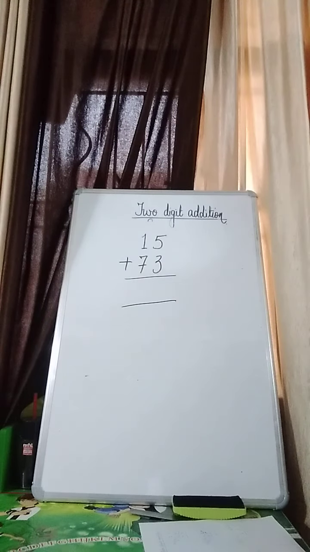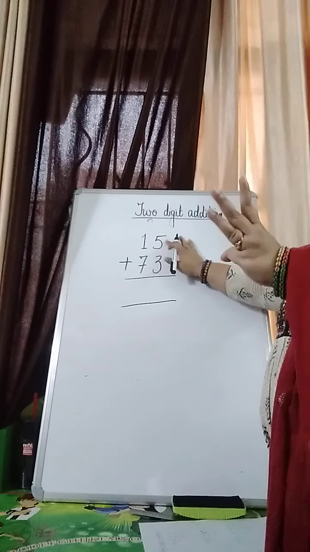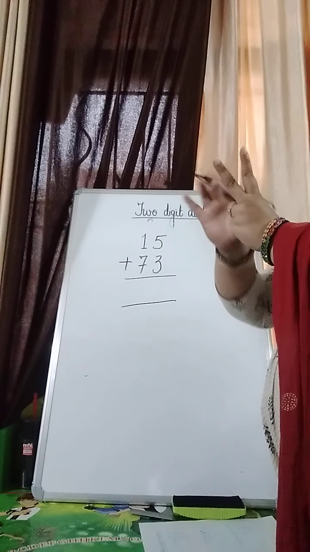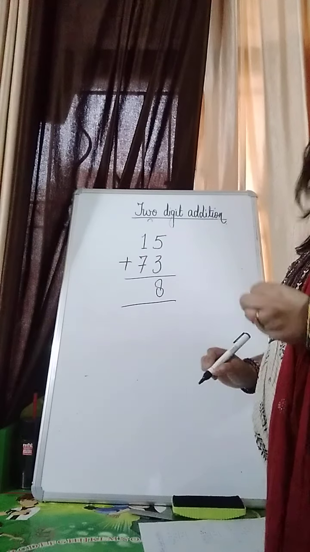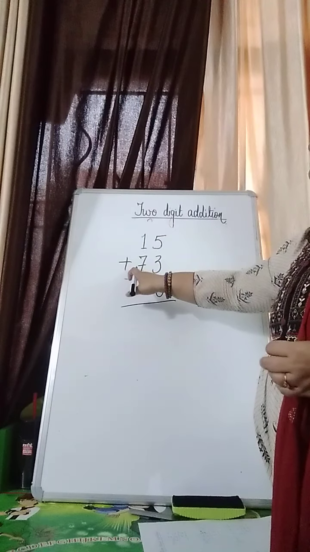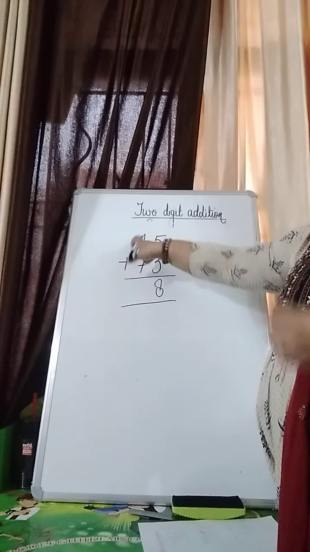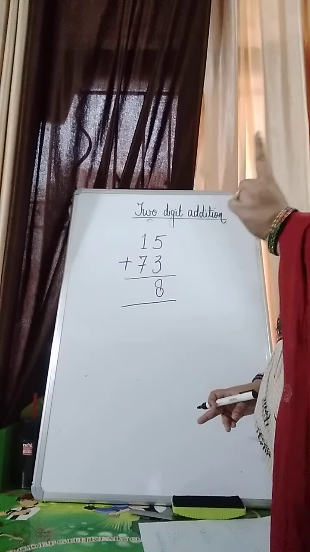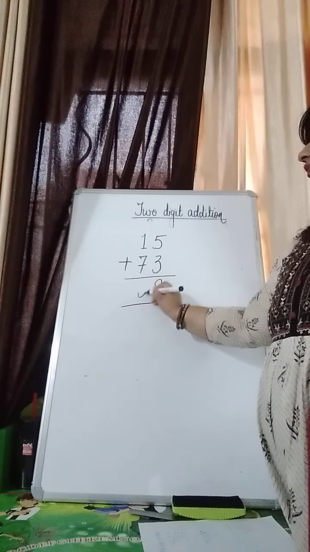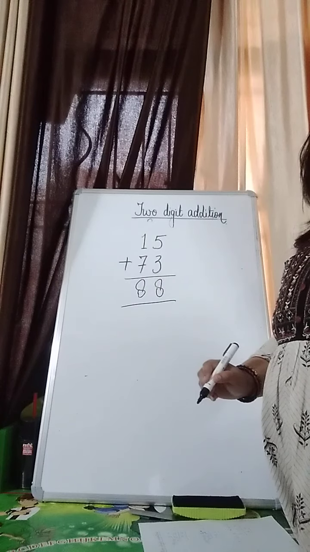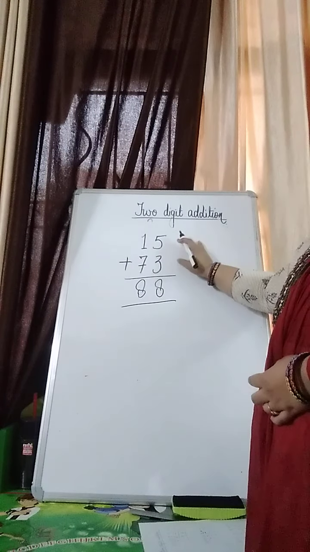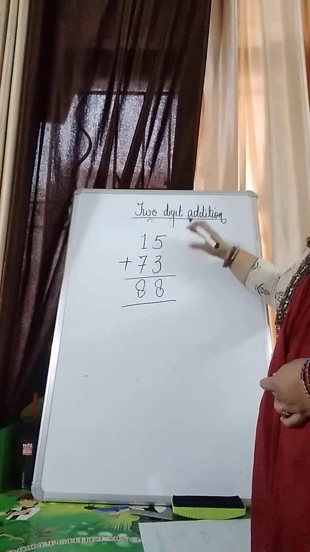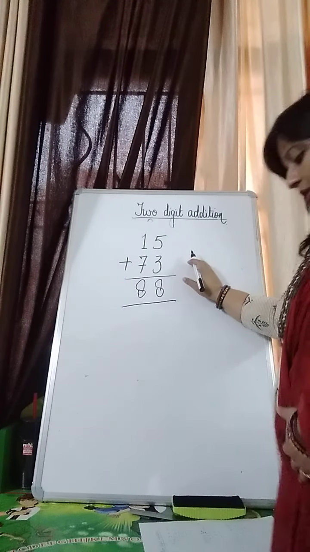Okay? So after 5 you know what comes, 6. You will say 6, 7, 8. 8 is over here, right? And for here also you will leave the big number, take the small number 1. You know what comes after 7? 8. You will put 8 over here. Okay? So what comes as the answer? 88. This way you can add 2 digits at the top and 2 digits at the bottom.